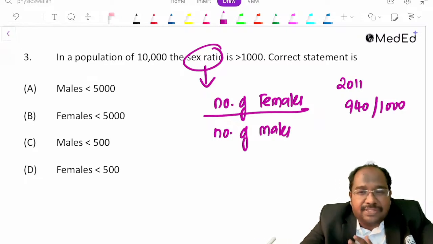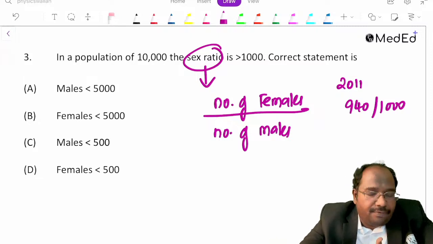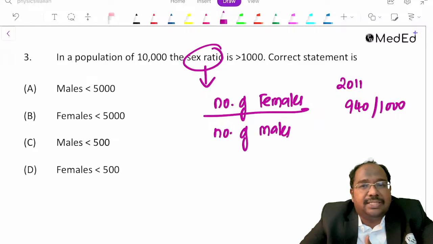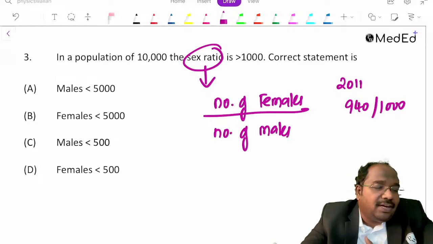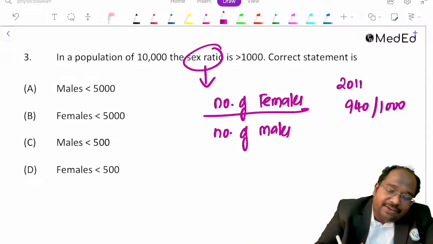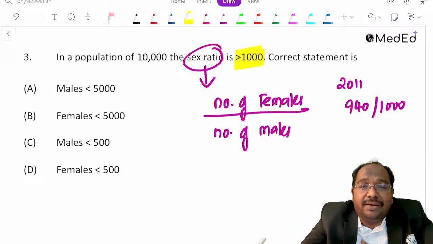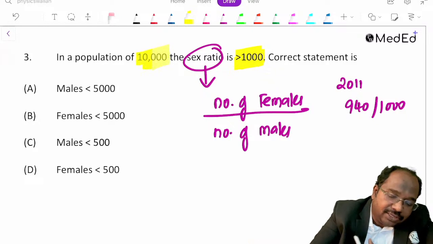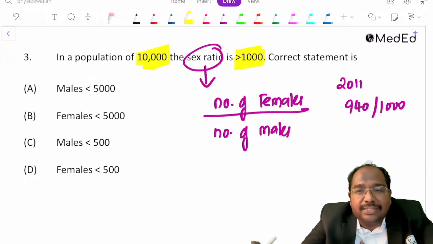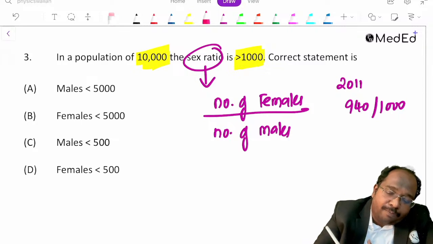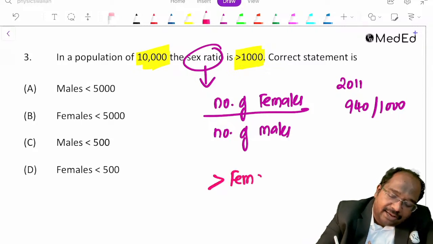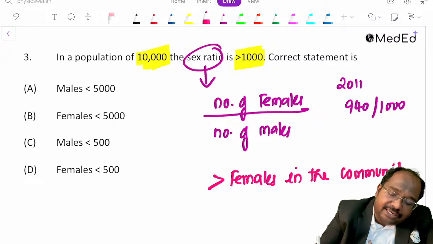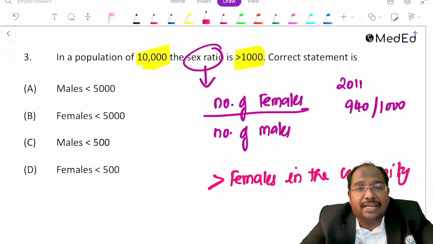This is because of sex selection, female feticide, infanticide, all these things. Now answer the question. What is given here is that the sex ratio is more than 1,000 and the population is 10,000. What does it mean? It means more females are there in the community. That is the interpretation.